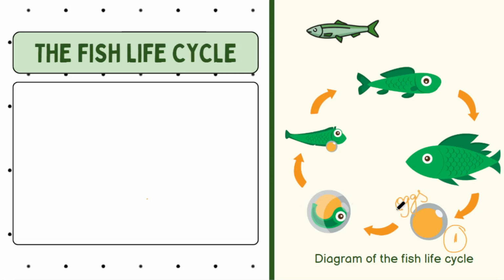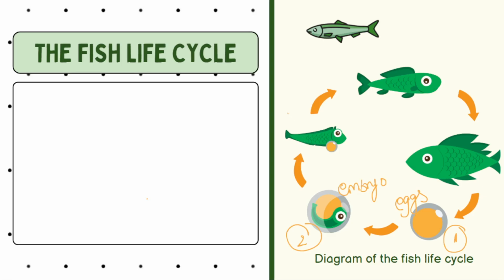After the eggs are laid, the second stage is called the embryo. What does embryo mean? An embryo is a small, tiny baby fish growing inside the egg. That is called an embryo. So this is the second stage of the fish life cycle.